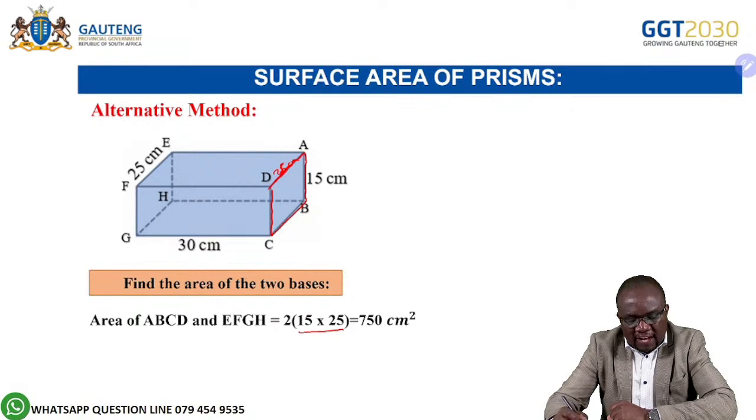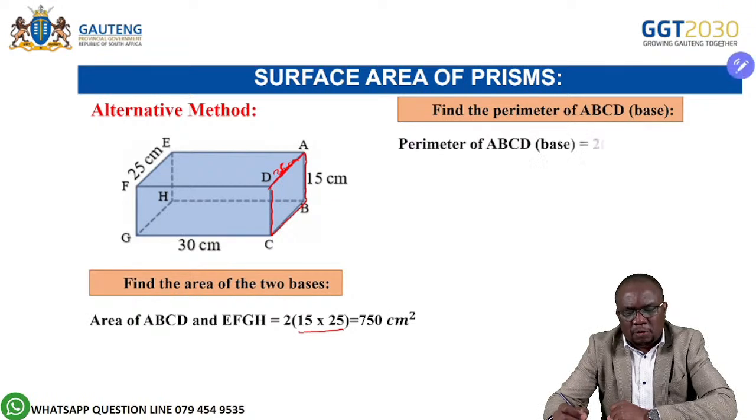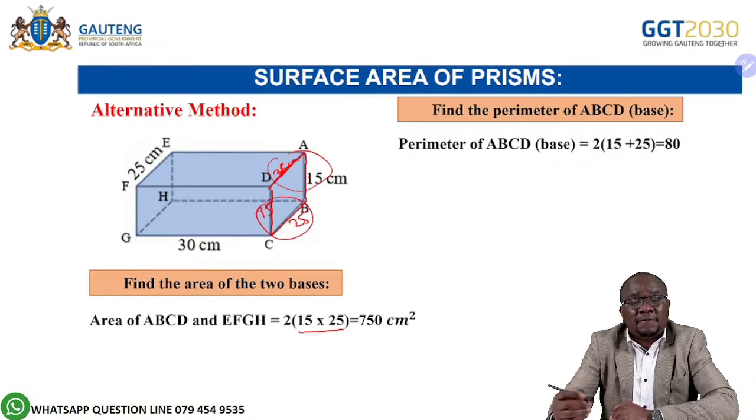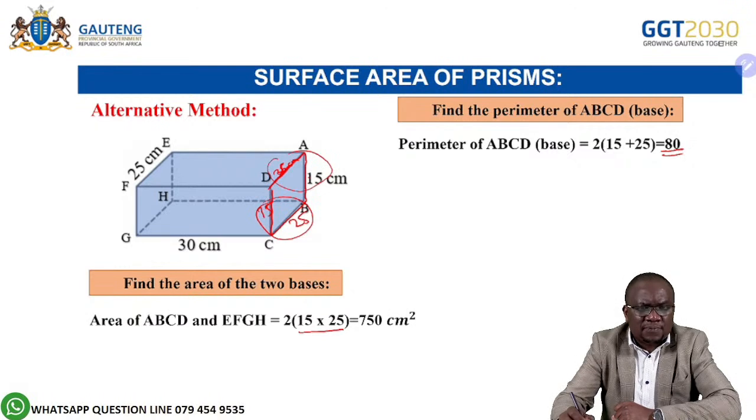You can say 25 plus 15 plus 25 plus 15, and you're going to get the same answer. But this one is a rectangle, so we can say 2 times (25 plus 15), because there are two of them. There's 25 here and 15 on this one, and then there's another 15 and 25 on this one. So you can say (15 plus 25) times 2. Then you get the perimeter, which is 80 centimeters.